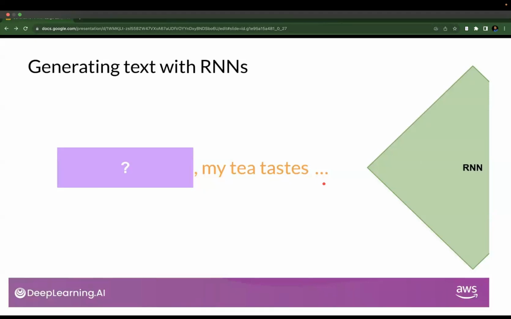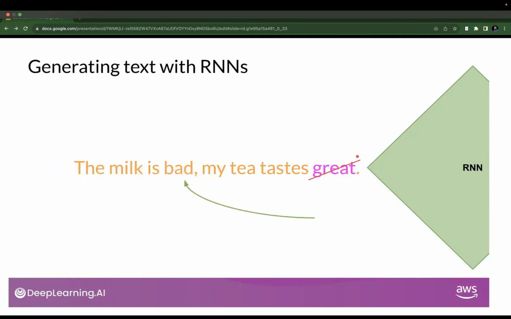And even after these three words, let's say you make a guess like the next word is "great." This is also not guaranteed to be correct, because what if the actual sentence was something like this? The milk is bad. My tea tastes, of course, something not great. So even with larger recurrent neural networks, prediction of the next token is not guaranteed to be always right. There are a lot of chances where it can go wrong.